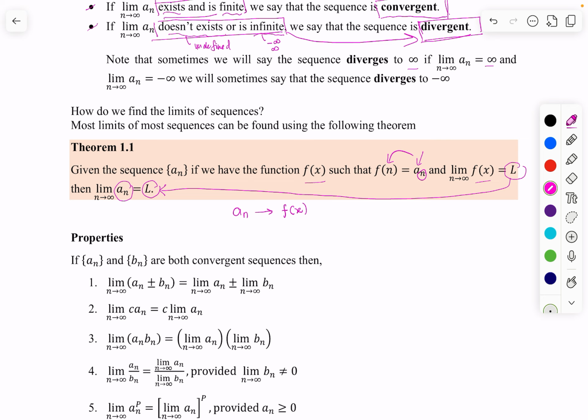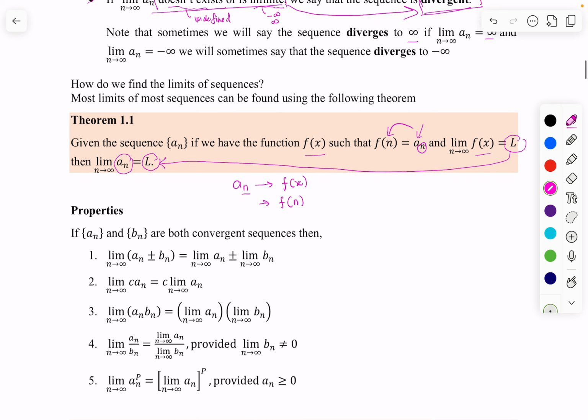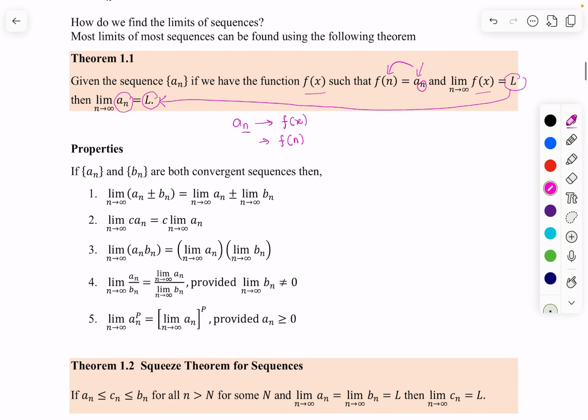Okay, or maybe you don't want to confuse yourself, you can also write it as f(n) instead of f(x), because you still want to use the n. But at the end of the day, just remember you have a sequence, and you imagine the sequence to be a function first for you to find the limit. And then if you get the value of the limit from the limit of the function, then it applies the same for the sequence. Okay, so we go to the properties of the sequence first.